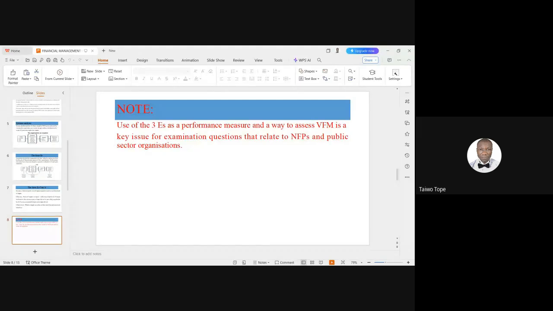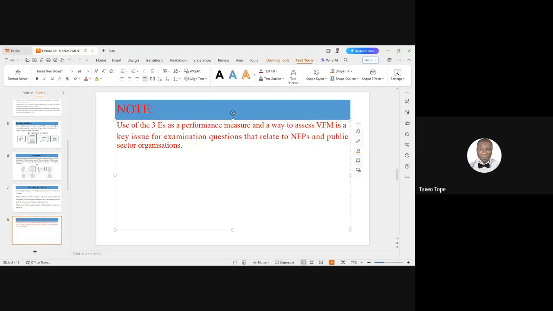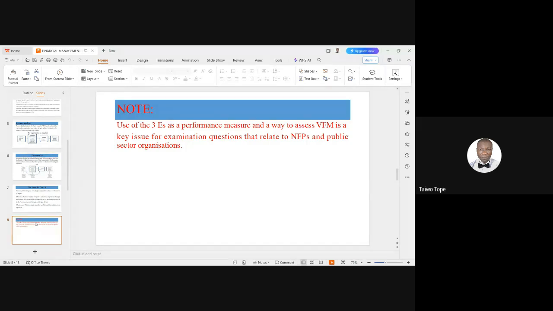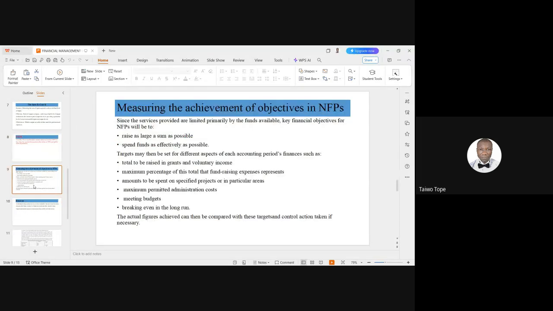Now I put this note in red: the use of the three E's as a performance measure and a way to assess value for money is a key issue for examination questions that relate to not-for-profit making organizations or public sector organizations. So the use of the 3Es is very important. It's examinable. So when you see questions in the form of theory talking about this, quickly put your words together and see how you can answer them.